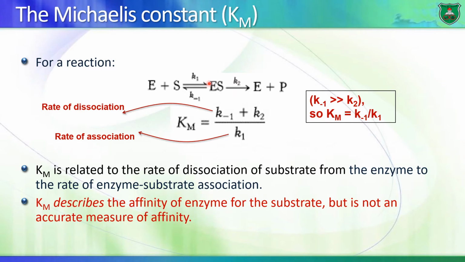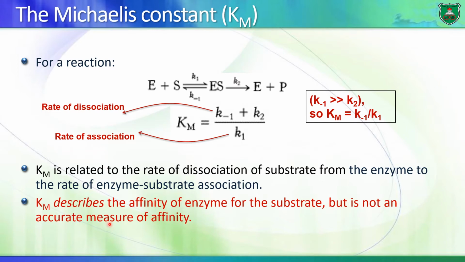So you have the loss of formation of ES. It goes both ways, either to the left or to the right. So Km is equal to K minus 1, this one right here, plus K2, this one right here, over K1. Okay, rate of dissociation over rate of association.